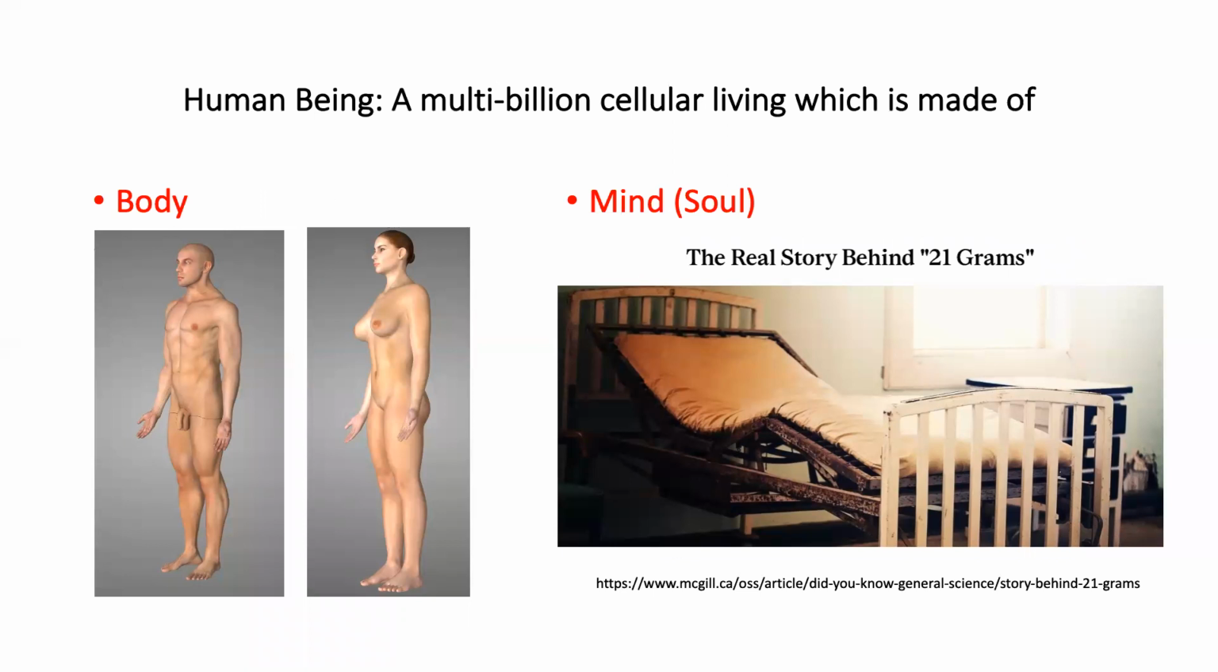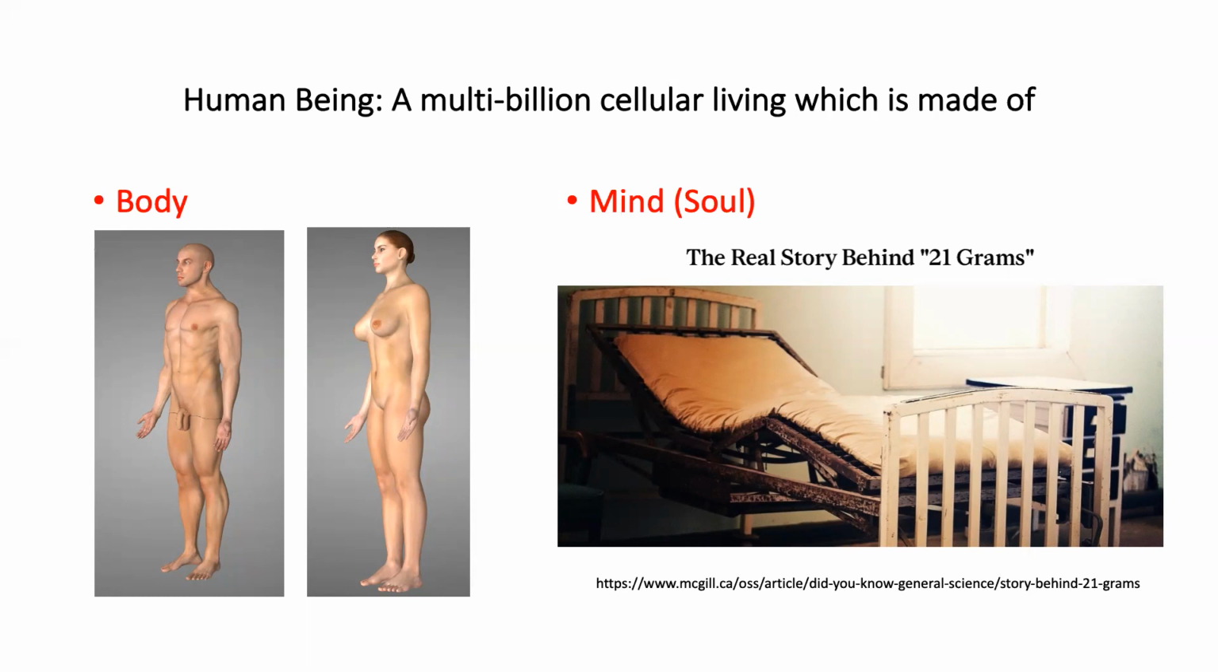And I always say a human being is a multi-billion cellular living organism. Of course, I want you to look on the internet at how many cells we have in our body. It might vary depending on the articles you read, but most of them will say about 40 trillion cells. A human being is made of 40 trillion cells.